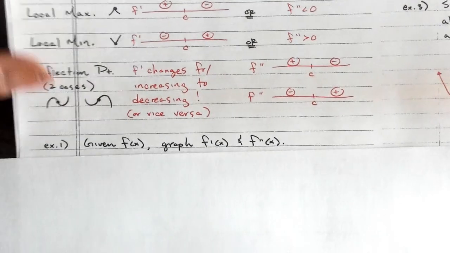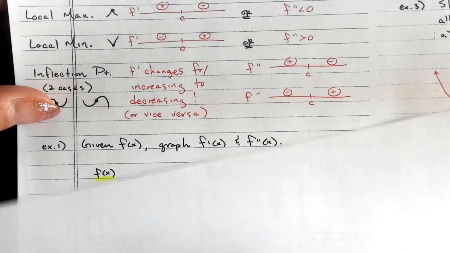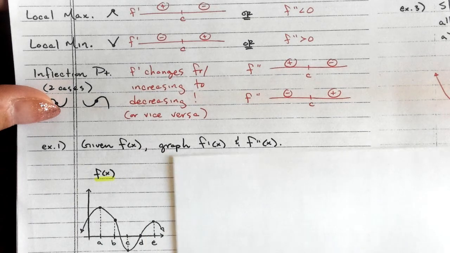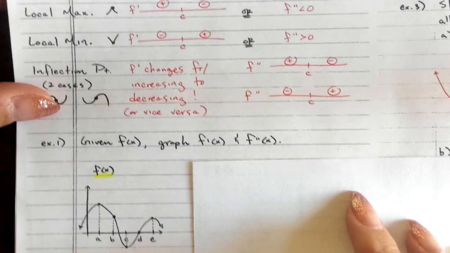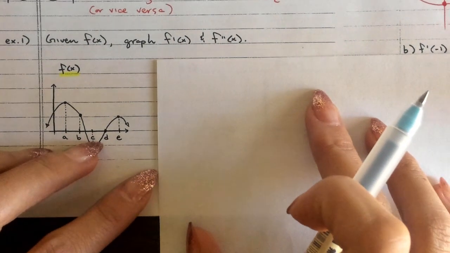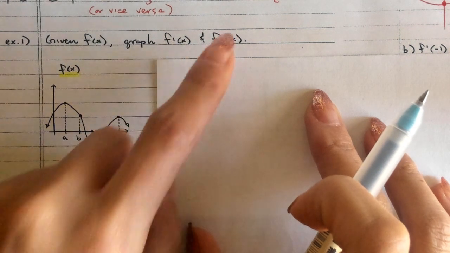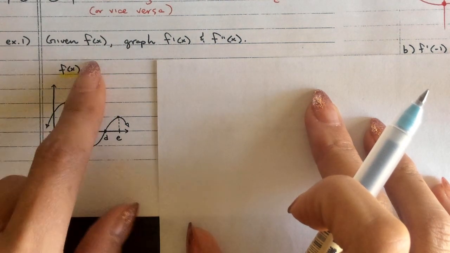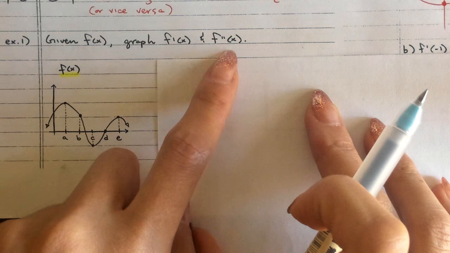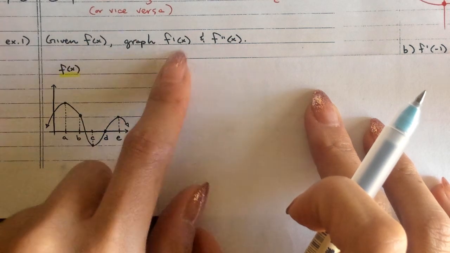We know this though. Okay, given f, how would you graph f prime and f double prime? So we've done this part and we're going to continue. So how do we get from here to here? How do we get from here to here? Okay, so it's just another step.